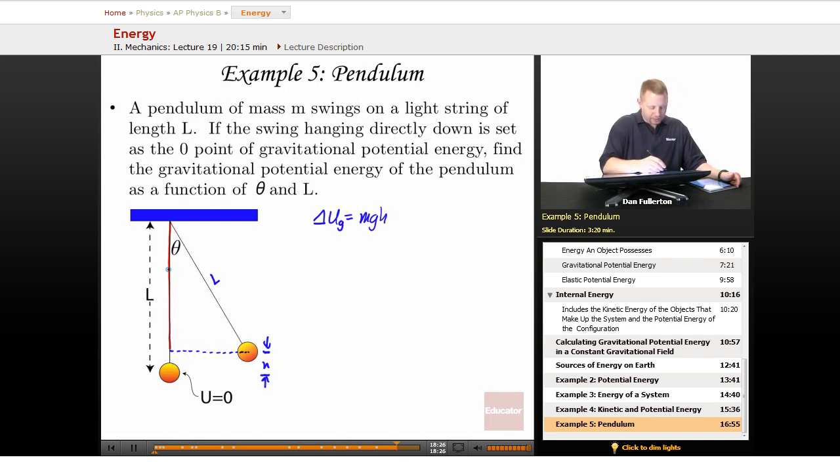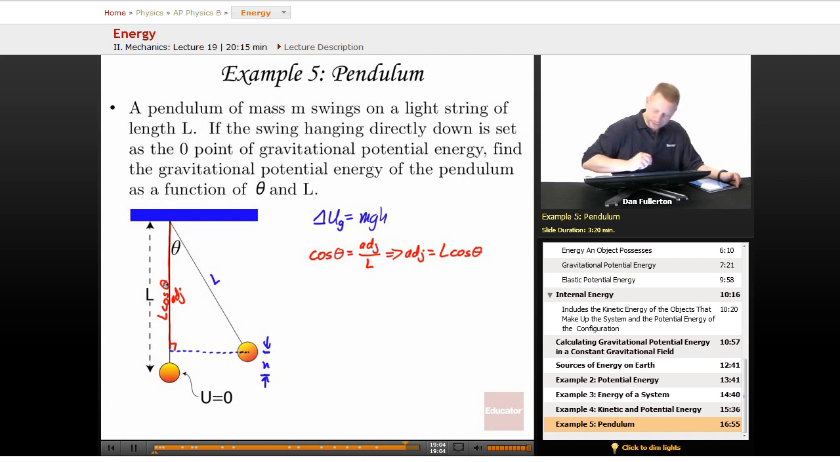So h is the difference between L and this red line. If we could find the length of that red line, which is the adjacent side of this right triangle, we'd be golden. Theta's there. We know the cosine. We want to know the adjacent side. We know the hypotenuse. Cosine of theta is the adjacent side divided by the hypotenuse, L. Therefore, the adjacent side must be equal to L cosine theta. So this is L cos theta.